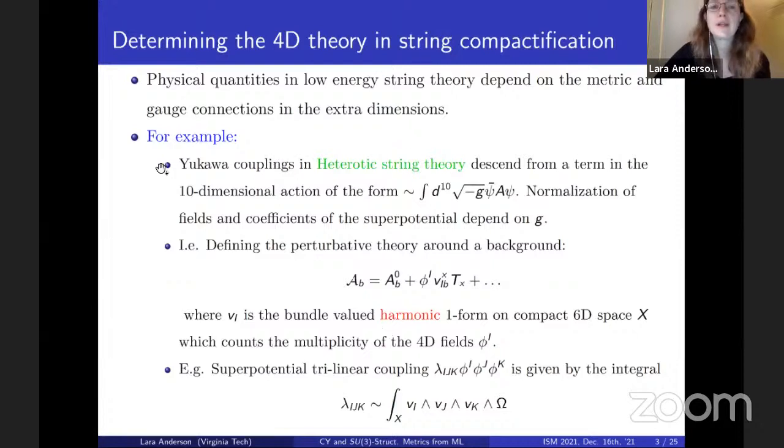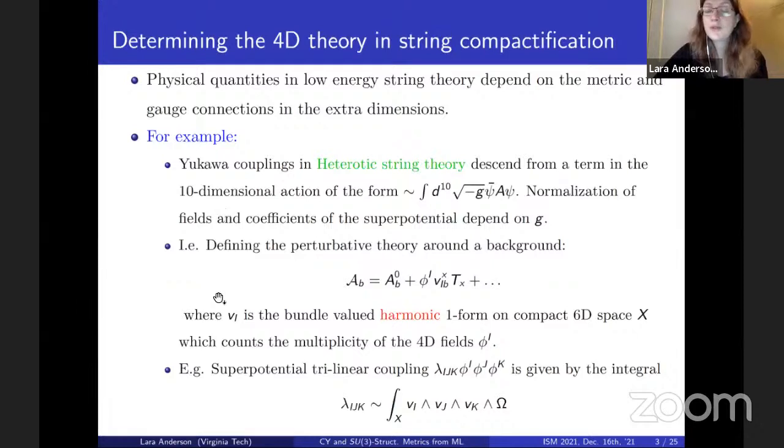For example, in the heterotic context, the N=1 superpotential Yukawa couplings descend from a 10-dimensional term in the action that takes this form for the gauge fields that exist in the E8 cross E8 theory in 10D. And normalization of fields and coefficients in the superpotential will manifestly depend on the metric over the compact space.